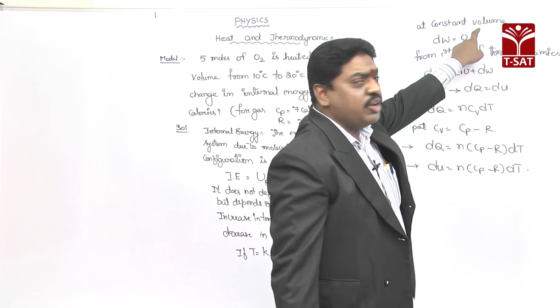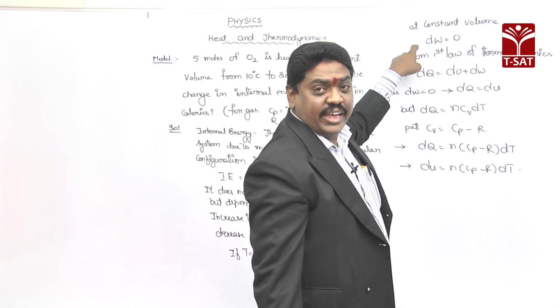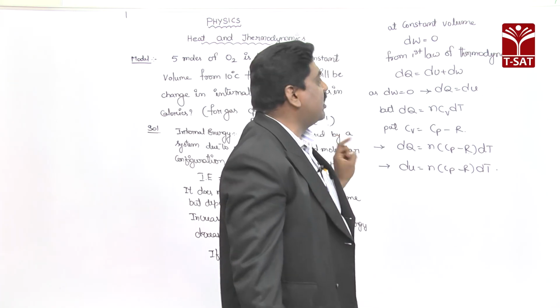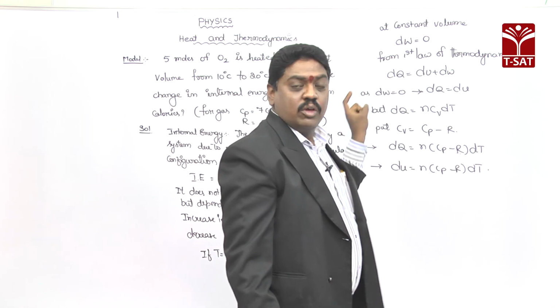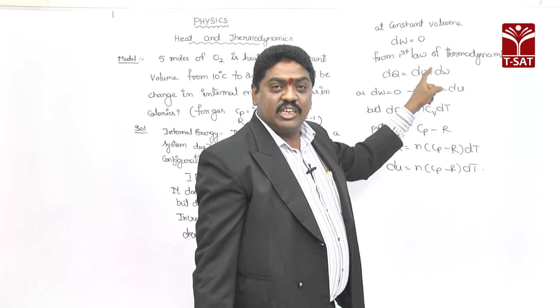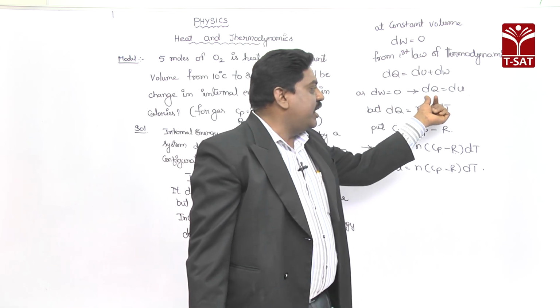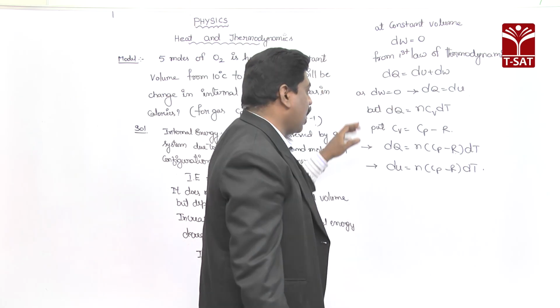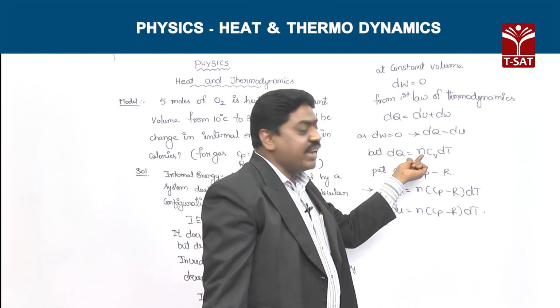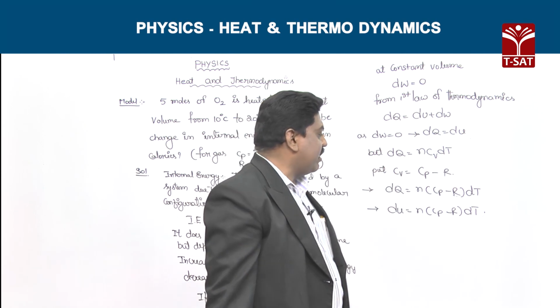At constant volume, the external work done is dW equals 0. From the first law of thermodynamics, we have dq equals du plus dw. As dw is 0, dq equals du. Now, dq is given as nCv dt.